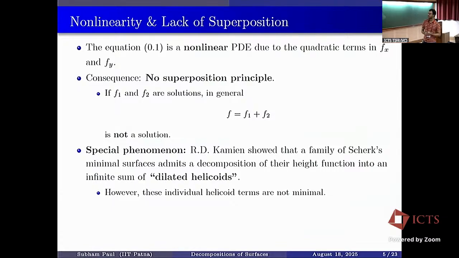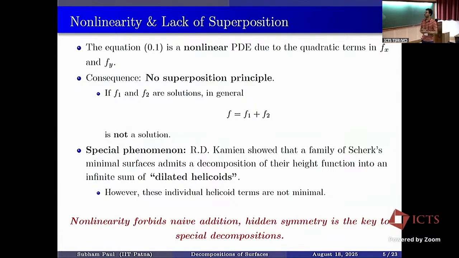So what are these dilated helicoids? These are scaled versions of helicoids, and these individual helicoid terms will not be minimal, but topologically they will be minimal, not geometrically. So this shows that the nonlinearity of this partial differential equation restricts us from adding solutions of the minimal surface equation. But if some surface has some hidden symmetry, then maybe we can find some special decompositions, just like what Randall Kamien showed for Scherk surfaces.